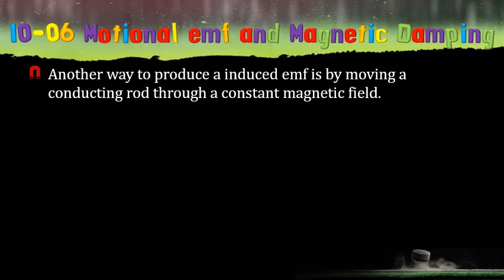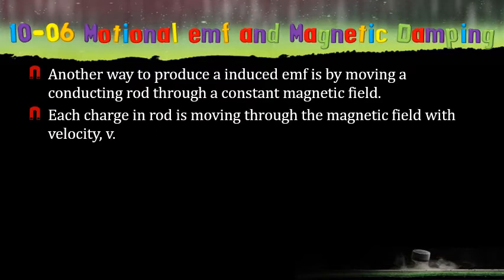Lesson 10.6, Motional EMF and Magnetic Damping. Another way to produce an induced EMF, remember that's the same thing as voltage, is by moving a conducting rod through a constant magnetic field.